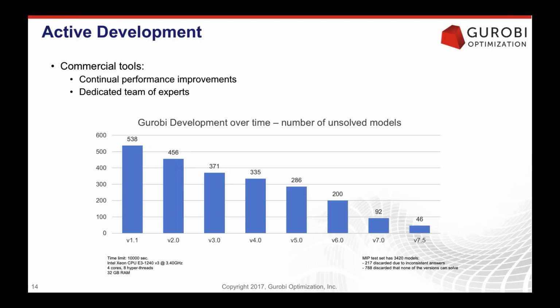Over time, I have to say these runs are all done on the same machine. Of course, you could say that with Gurobi version 1.1, the machines were super slow compared to today, but we have run this benchmark on the same machine for all Gurobi versions. And in the latest Gurobi version, which is 7.5, there were only 46 models that we could not solve within the time limit. So this shows that our developers are doing a lot to make Gurobi faster, more reliable, more robust, and able to solve real problems.